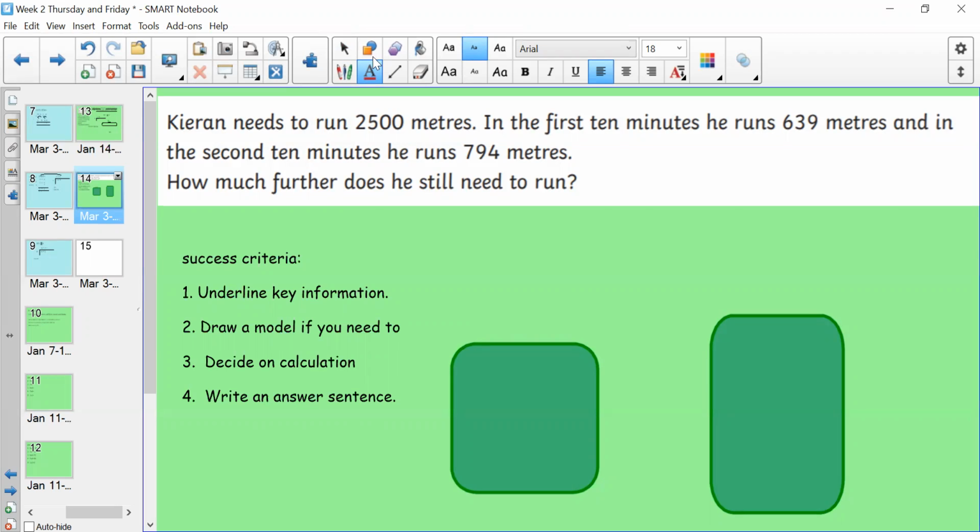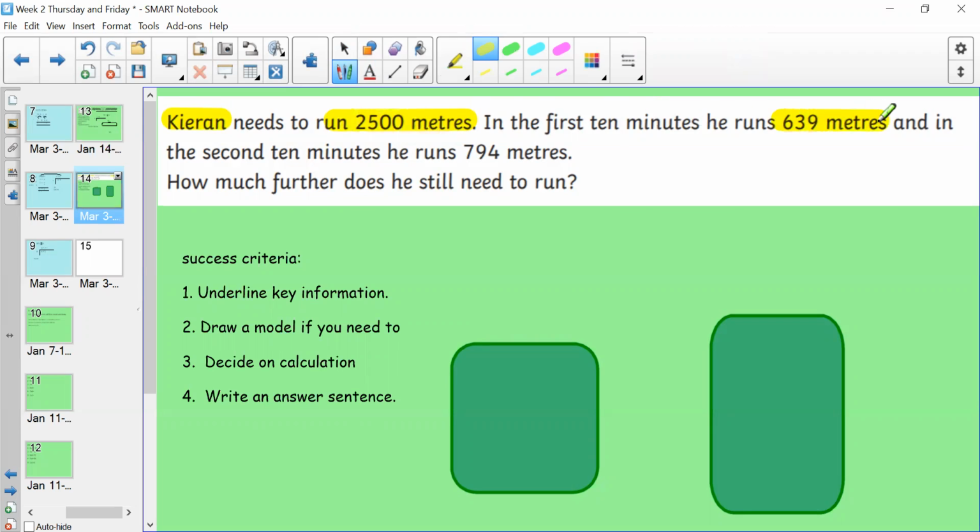Okay, excellent. Let's do this one together now. So I'd first probably highlight that Kieran needs to run 2,500 meters. But he's already run 639 meters, and he's also run 794 meters. And the actual question is, how much further does he need to run? So that's what we actually need to work out.